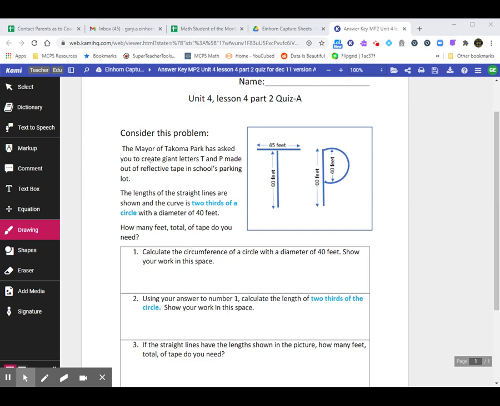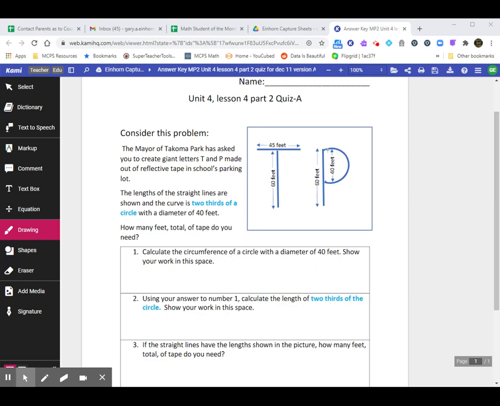The mayor of Tacoma Park has asked you to create giant letters T and P made out of reflective tape in the school's parking lot. The lengths of the straight lines are shown, and the curve is 2/3 of a circle with a diameter of 40 feet. How many feet in total of tape do you need?